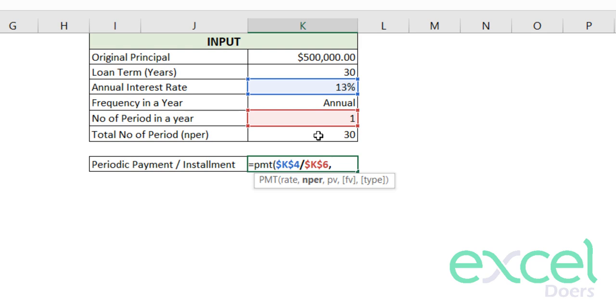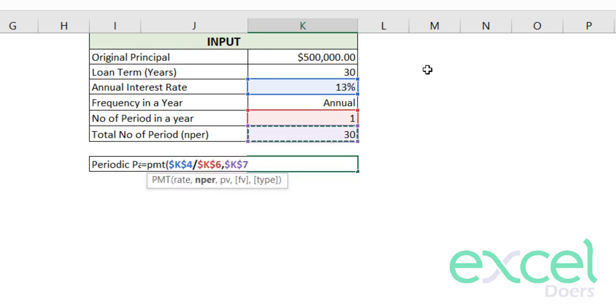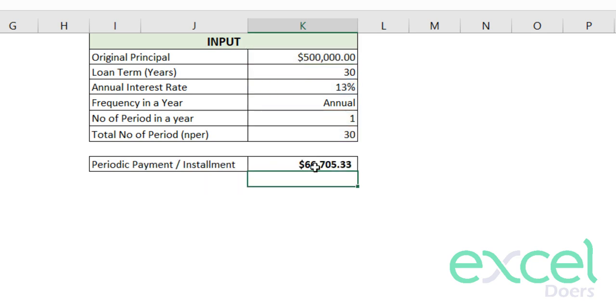The total number of periods is this one. You will freeze that. Okay, what is your present value? So this is your present value. You will always type your present value with a minus sign, right? And then you will close the bracket and enter.